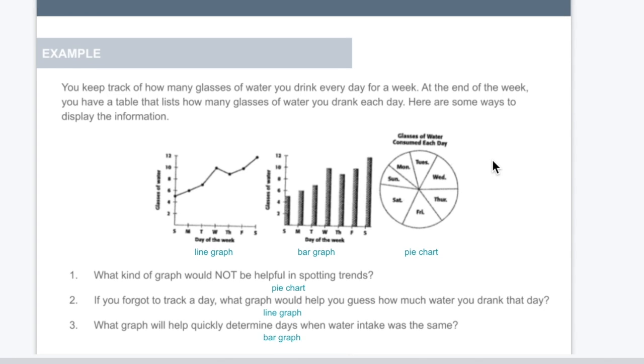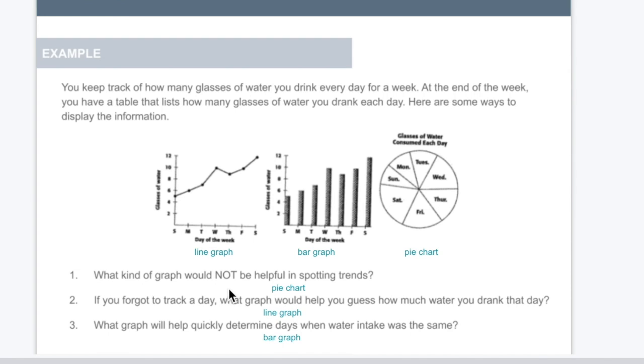Okay, on the next page, here's an example of the 3 different charts. So you keep track of how many glasses of water you drink every day for a week. At the end of the week, you have a table that lists how many glasses of water you drink each day. Here are some ways to display the information. We have a line graph, a bar graph, and a pie chart.